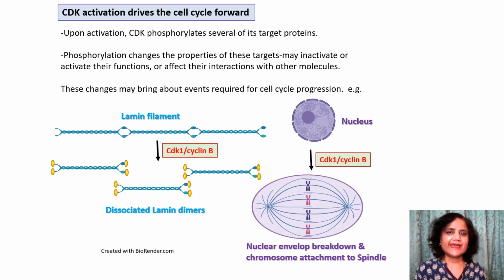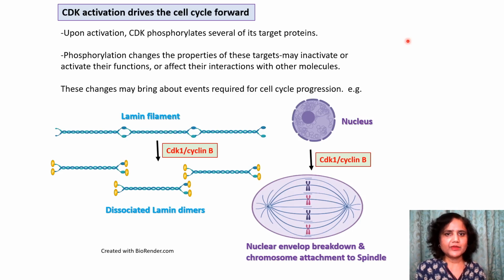So how does CDK activation drive the cell cycle forward? Upon activation, the cyclin-dependent kinase phosphorylates several of its target proteins. Phosphorylation, being a negatively charged modification, changes the properties of these targets. It may inactivate or activate their functions or affect their interactions with other molecules. And these changes may bring about the events that are required for cell cycle progression.